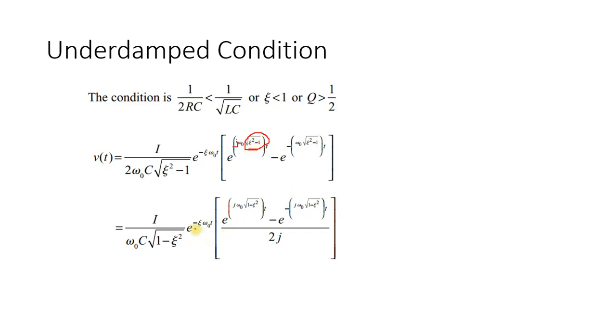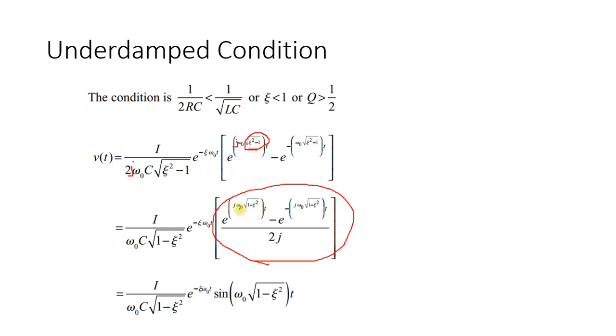Now from this equation, we know this is in the same format here also. And one more thing, here zeta square minus 1 is present; I change it to 1 minus zeta square, and j is also present. So it is in the format of e power j theta minus e power minus j theta divided by 2j, which is replaced by sin theta. Here theta is nothing but omega naught into square root of 1 minus zeta square.